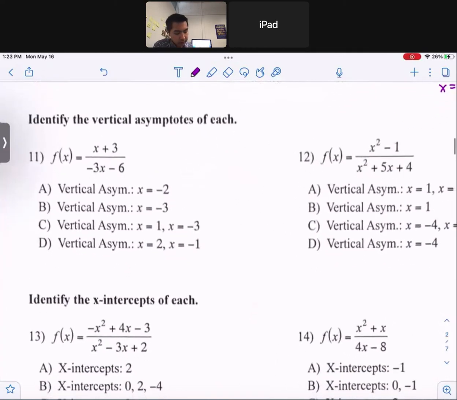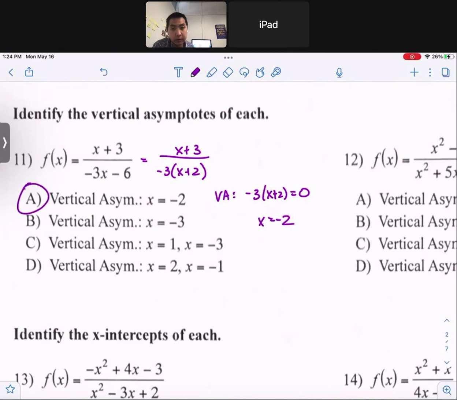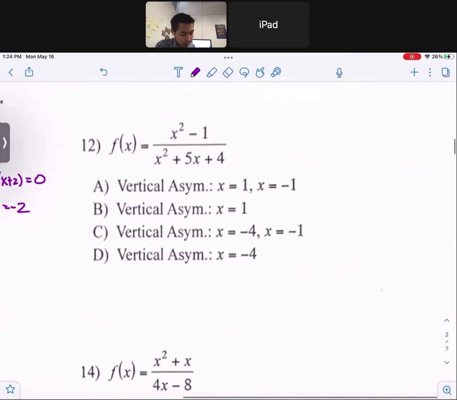For vertical asymptote, again, you have to factor out everything, cancel, and then set the denominator equal to 0. For this one, we can factor out a negative 3 from the bottom to get x plus 2. Nothing cancels, that's fine. Now, to find the vertical asymptote, you set the denominator equal to 0. The 3 can't be 0, so we're just seeing what value of x would make x plus 2 equal 0, and that's negative 2. So your vertical asymptote is negative 2. But again, you must factor out everything just in case something cancels.